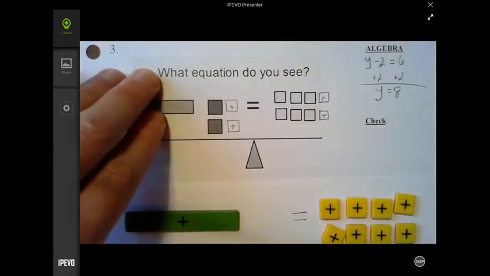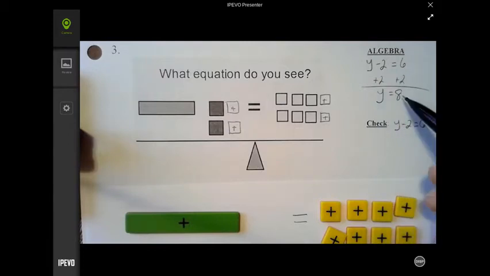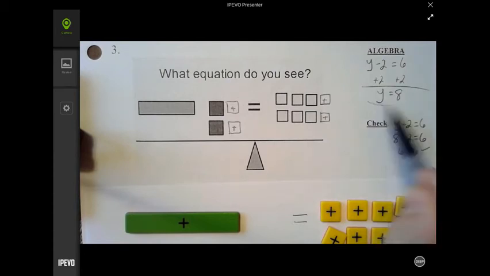Now we'll go ahead and do our check. Remember to write down the original equation. Y minus 2 equals 6. We think y is 8, so we'll replace y with 8. 8 minus 2 equals 6. And now we have some math to do here on the left side. 8 minus 2 is 6. Since 6 equals 6, the equation checks, and I know that y had a value of 8.